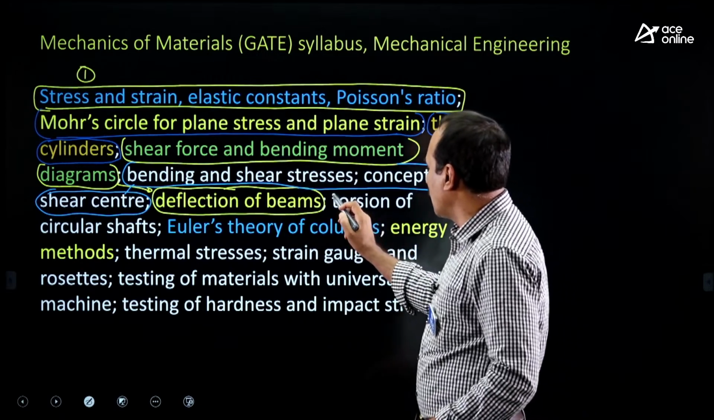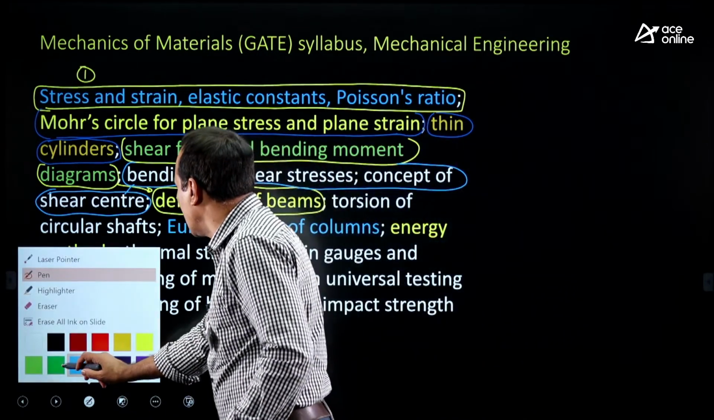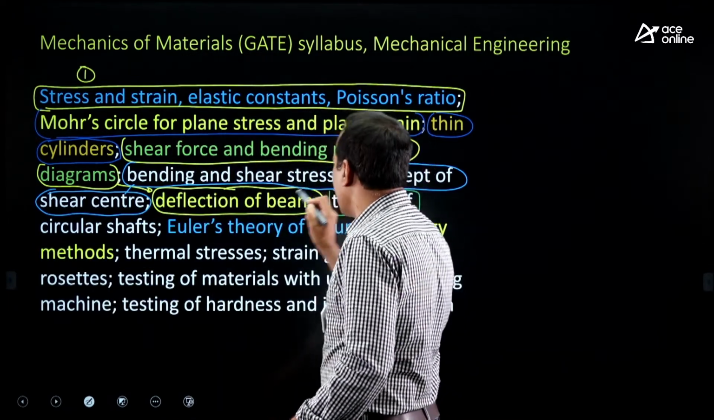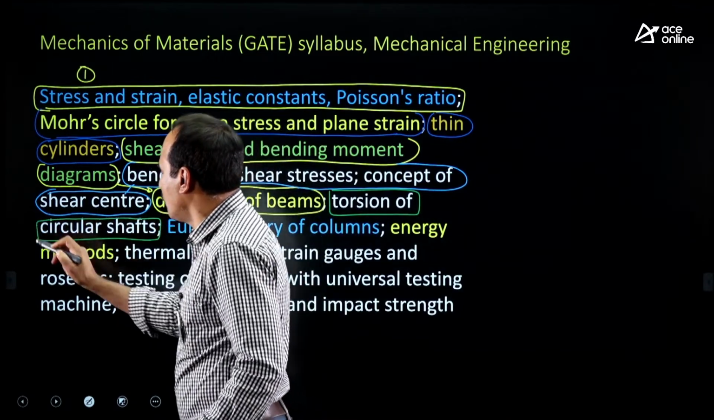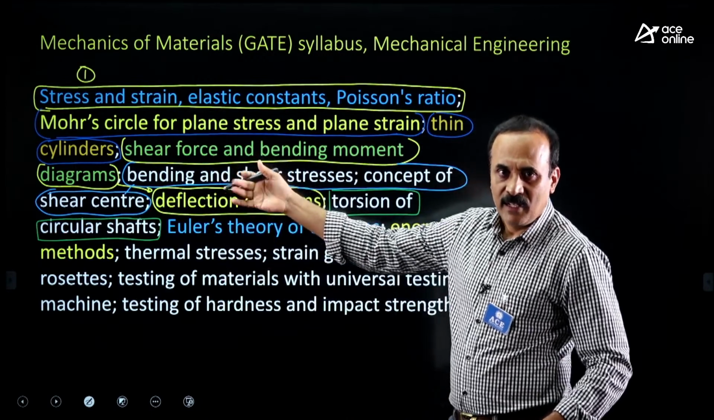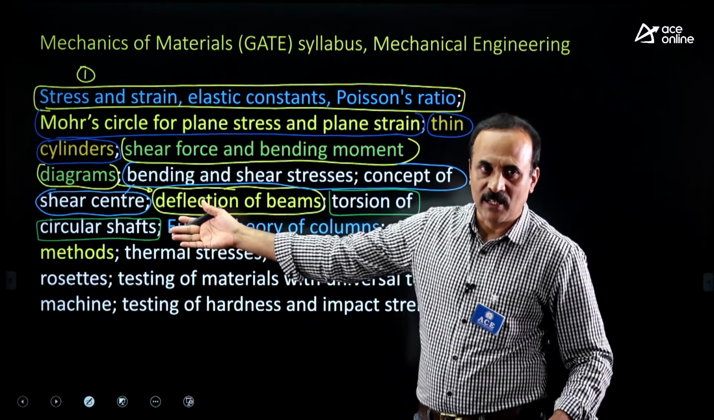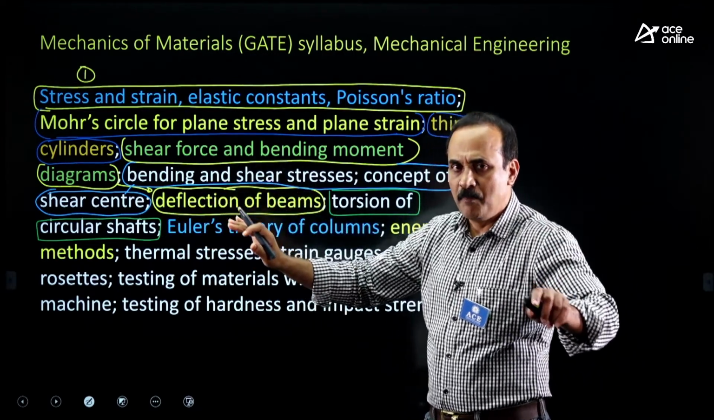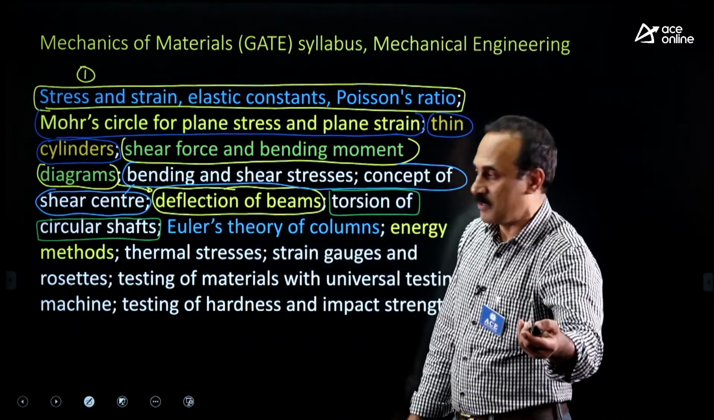Now torsion of circular shafts is important for us. Torsion of non-circular shaft is not there in our syllabus. So only torsion of circular shafts. Very important. There is a high chance of a question on this area because in machine design, most of the machine design, you need to use this torsion concept. So mechanical people are strong in torsion. Civil people are strong in bending because their beams are bending members.